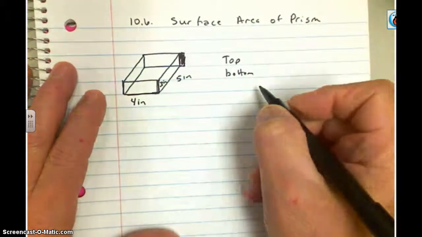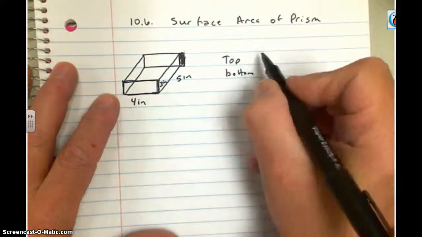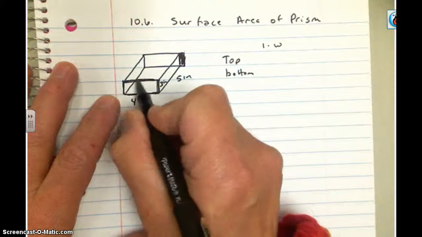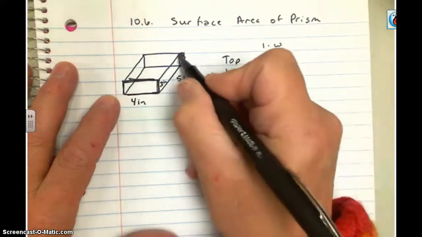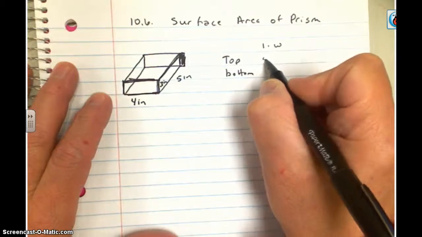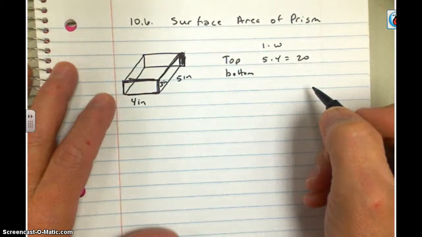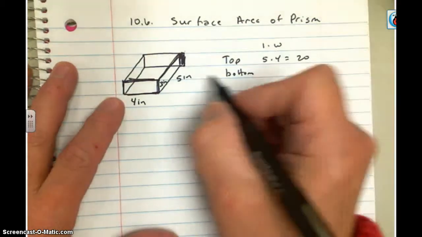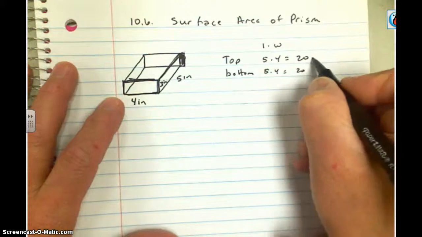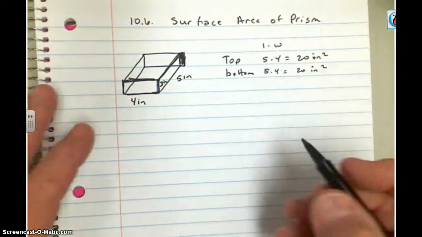We're going to find the surface area of the top and the bottom of this prism. If we're looking at the top, we want to find the length times the width. The width is 4 inches, and the length is 5 inches. So we multiply 5 times 4, and our area for the top surface is 20. And the bottom is congruent, so the area is again 20 inches squared. All these are squared because we're finding area.